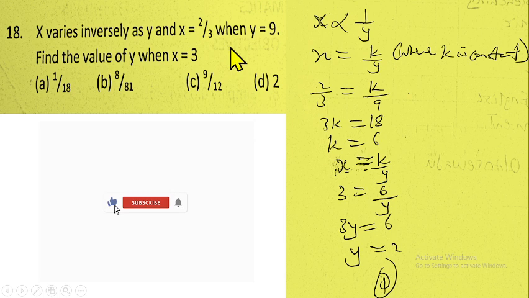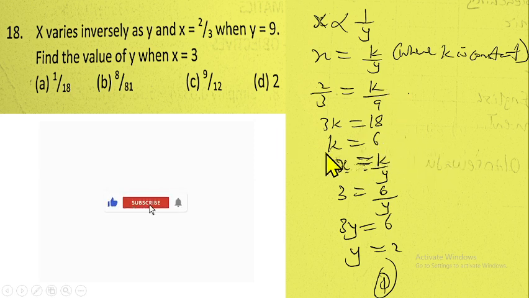Now you are given the value of s to be 2 over 3, equals k, your constant, over y, which is 9. From there, you can cross multiply. That will give us 3k equals 18. Divide both sides by 3, that will give us k to be 6. So the constant k is 6.